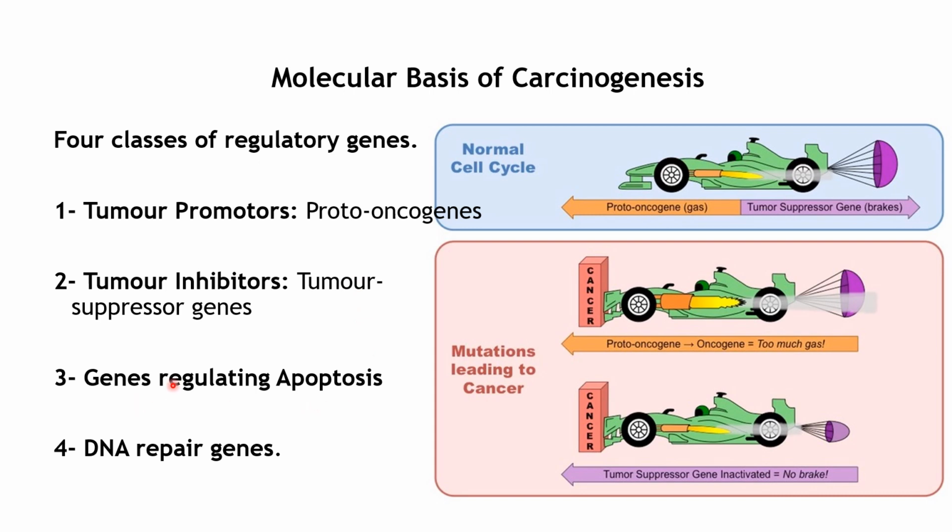And in the following section, later on, we will talk about genes regulating apoptosis, and other ones are the ones that are involved in DNA repair. In the following sections we will keep using this to talk about how cancer can appear.